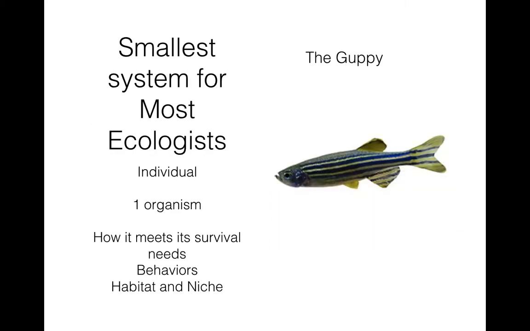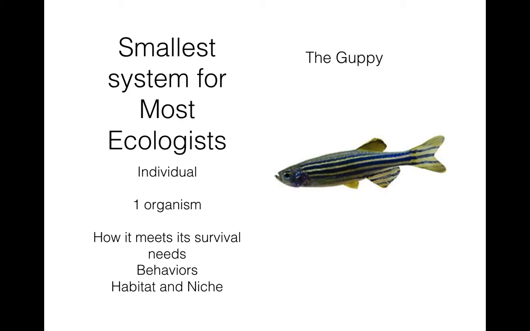So let's look at the smallest system for most ecologists, or people who study ecology, and that would be an individual, one organism. You can look at how that organism meets its survival needs. You can look at things like behaviors, its habitat, its niche.